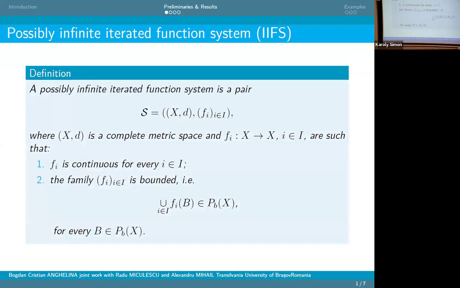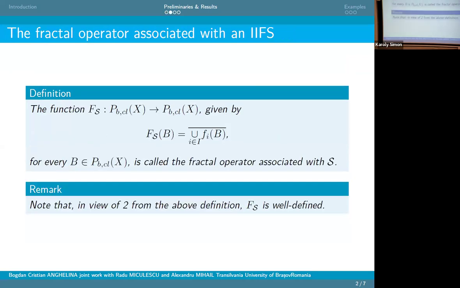Okay, let us begin by recalling the definition of a possibly infinite iterated function system. So we have a pair with a complete metric space and a family of functions such that the functions are continuous and the family is bounded. That means that for any bounded set, the union of the images is also bounded. With this, we can get our main definition.